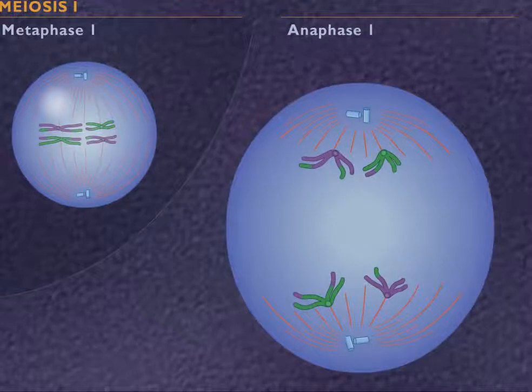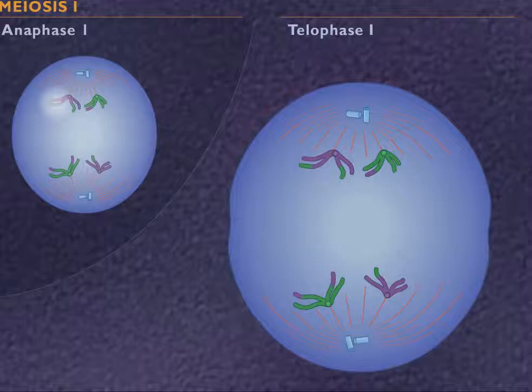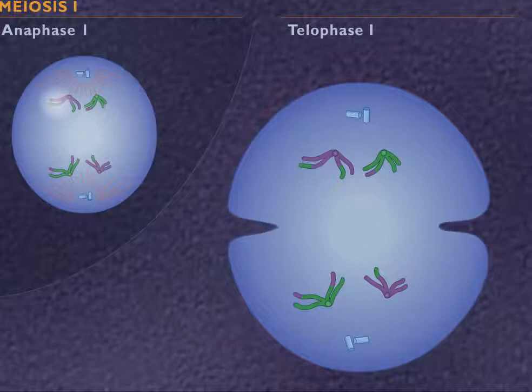In telophase I, the spindle fiber disintegrates and cytokinesis, cell division, begins. Thus, in meiosis I, which progresses from prophase I to telophase I, two cells are created, and each cell has half the number of chromosomes compared to the original cell.